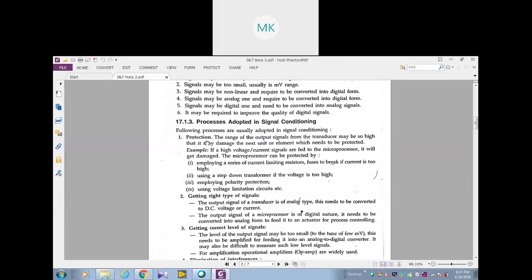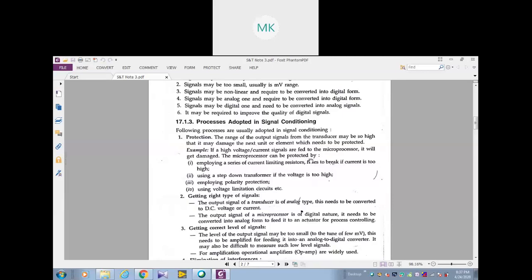Now what is protection? What type of protection is required? The range of the output signal from the transducer may be so high that it may damage the next unit or element which needs to be protected. So the signal generated by the transducer may be very high, it may damage the next level. So we need to provide sufficient protection. For example, if a high voltage or current signal is fed to the microprocessor, it will damage the microprocessor.